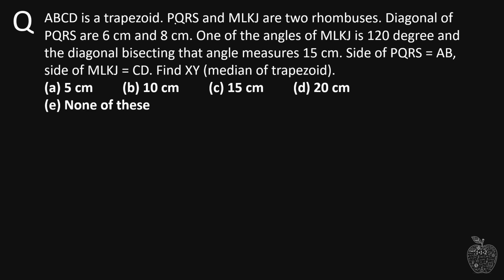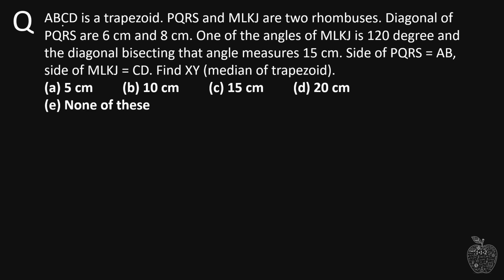ABCD is a trapezoid. PQRS and MLKJ are two rhombuses. Diagonals of PQRS are 6 cm and 8 cm. One of the angles of MLKJ is 120 degrees and the diagonal bisecting that angle measures 15 cm. Side of PQRS is equal to AB and side of MLKJ is equal to CD. Find XY, which is the median of the trapezoid.